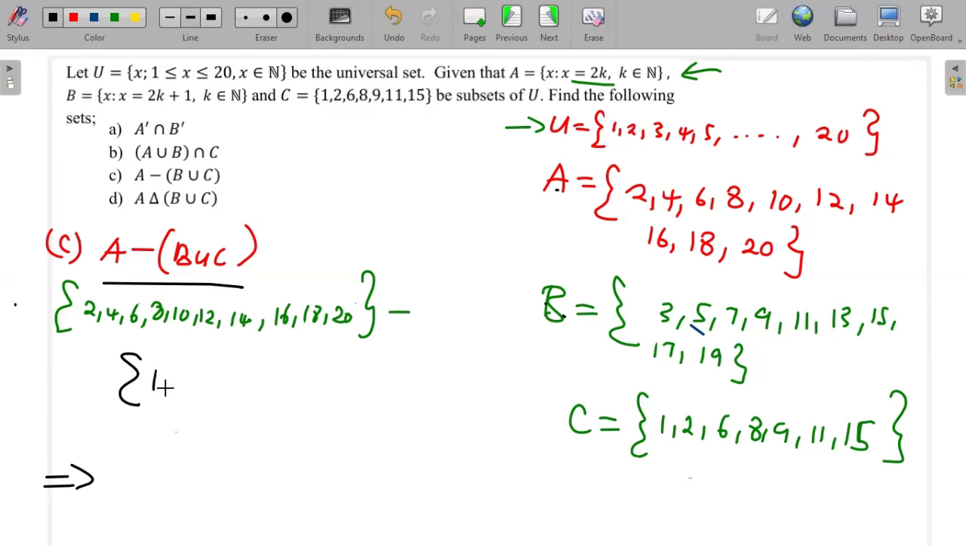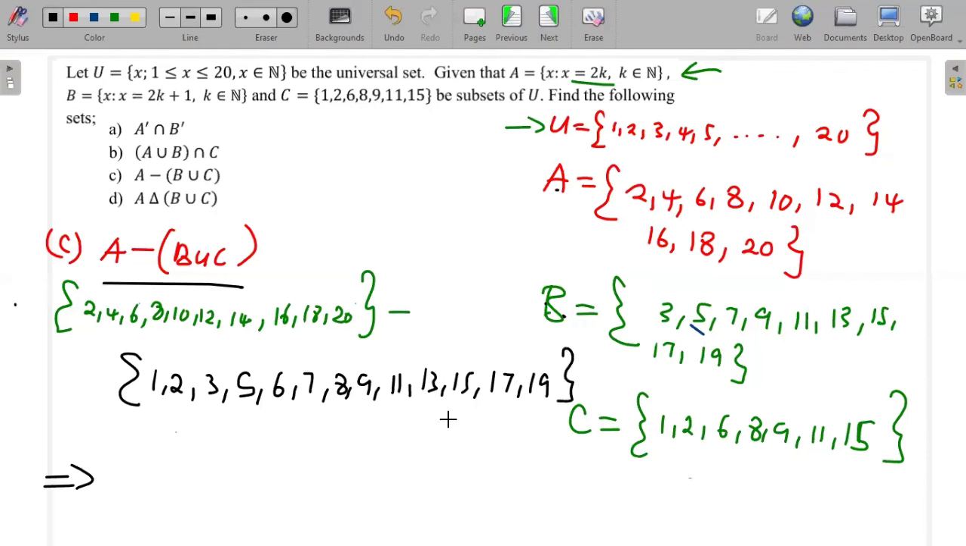So that is 1, 2, 3. Let's just list everything. Okay, so 1, 2, 3. Do we have any 4 between B and C? No. So I'll go to 5, 6 is there, 7 is there, 8 is there, 9 is there. Do you have any 10? No. Go to 11, 13, 15, 17, and then 19. Okay, so this is the correct B union C now.